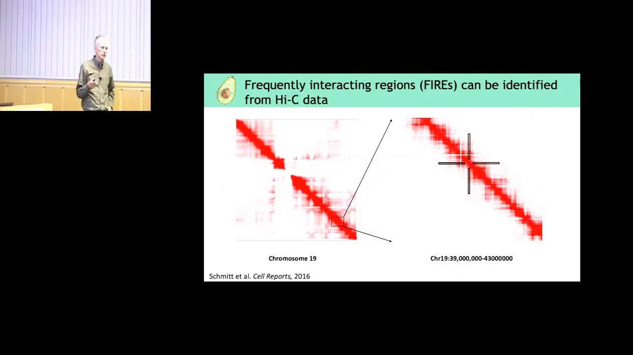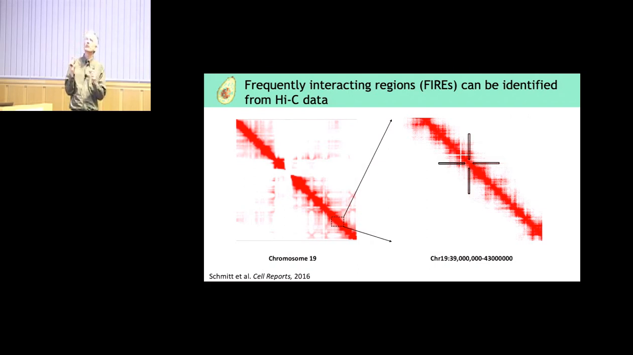We also looked at a number of other tasks. I didn't include them all. We have promoter-enhancer interactions, predicting replication timing, and now Jacob's currently looking at predicting exons. But this one was frequently interacting regions. This is a feature of Hi-C data that often corresponds to the edges of particular kinds of topological domains in Hi-C data.